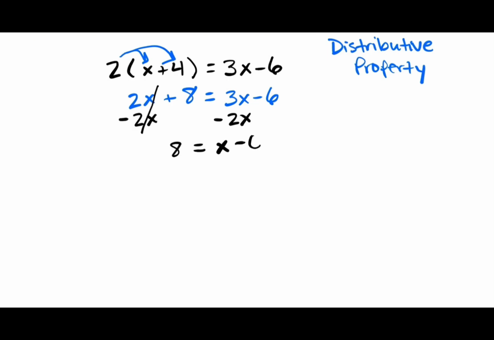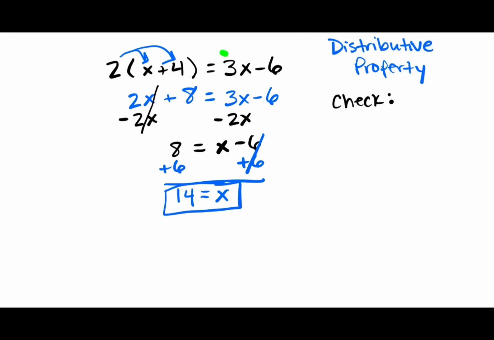And then minus 6. Now, I still need to get x by itself to figure out what that equals. So now what I'm going to do is move my constant, minus 6, to my left-hand side of my equation. So to do that, I'm going to add 6 to both sides. So this becomes negative 6 plus 6, cancels out, it equals 0. So we're left with x equals, and then 8 plus 6 is 14. So therefore, we know that x equals 14.